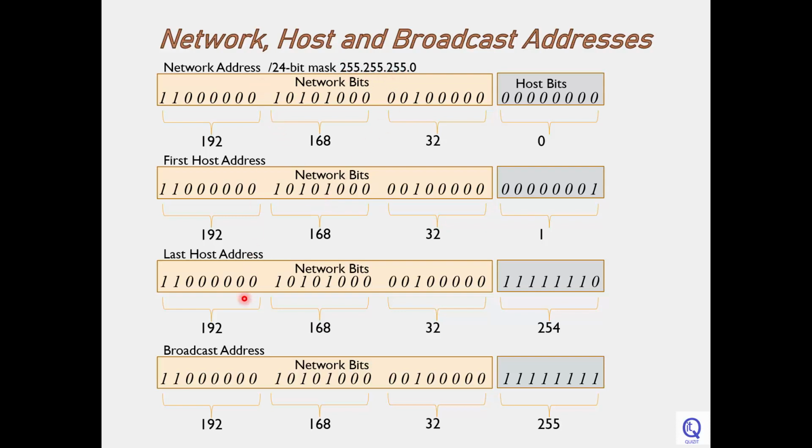In between the network address and the broadcast address, we can have all our hosts. Therefore, the first host address in this network is 192.168.32.1. Here, if you check the host bits, 1 bit is set there. And for the last host, the network portion remains the same and the host bit values have changed.